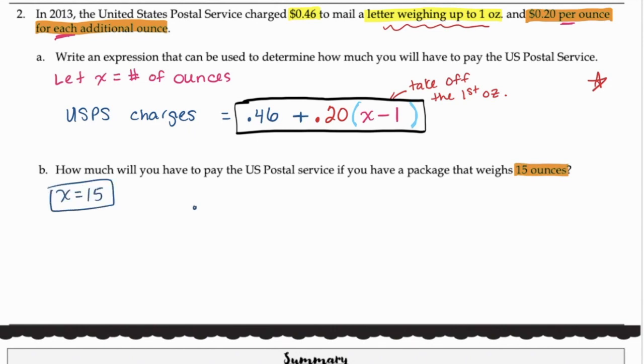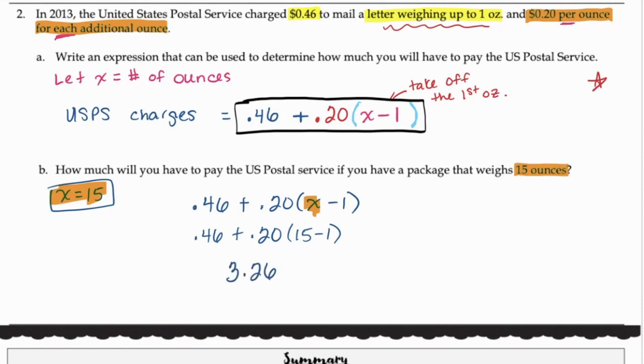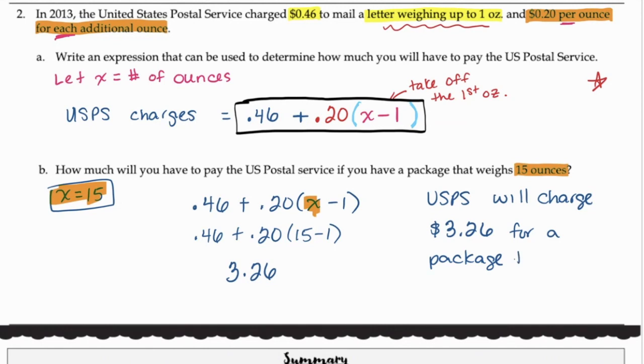Again, I know my expression is, wherever I see my X, I replace. At this point, I input it into my calculator exactly as it is. And this time, I am going to keep it in decimal form. The reason you're keeping it in decimal form is because you're talking about money. And money, we don't talk about fractions. So we want to keep it like that. So make sure you write your sentence. So we have, let's say, U.S. Postal Service will charge $3.26 for a package that weighs 15 ounces.